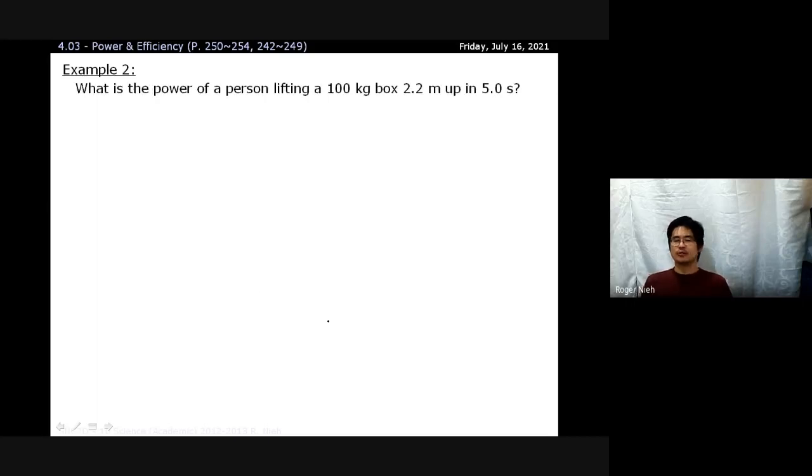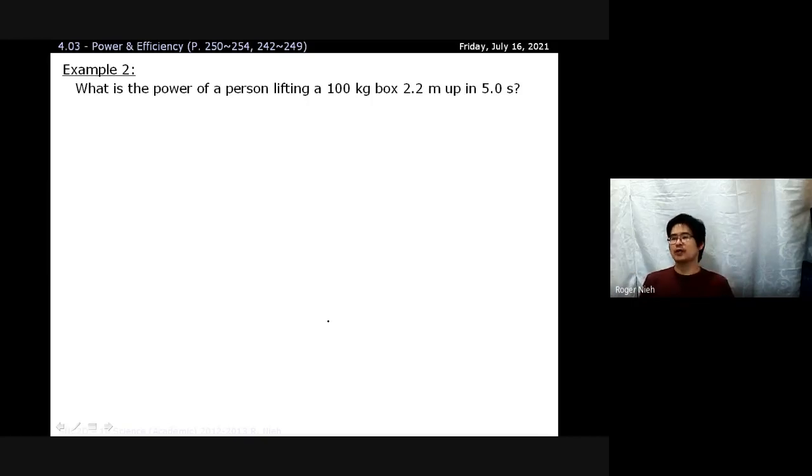Now let's do another problem. What is the power of a person lifting a 100-kilogram box up 2 meters and doing it in 5 seconds? That's challenging as well. Wow, a whole flight of stairs. 100 kilograms is like 210 pounds, so a pretty big football player, in 5 seconds. Can a human being do it? I guess if you exercise enough, you probably could. Probably generate a very high amount of horsepower when you calculate it out, but you won't be able to sustain it for very long. So let's go and calculate it out.